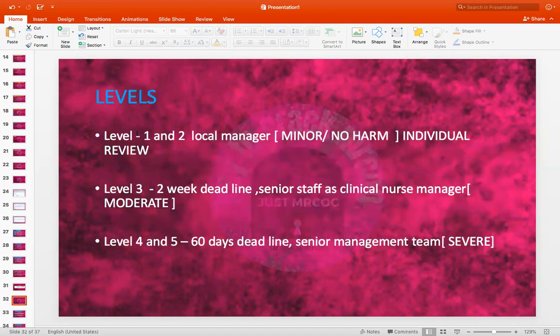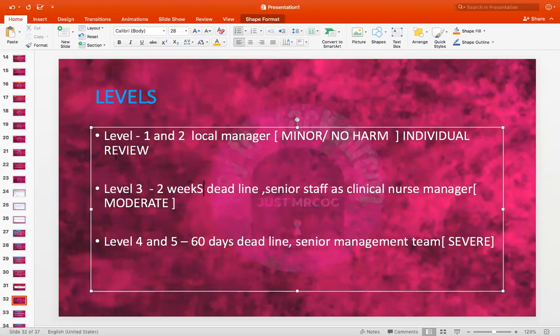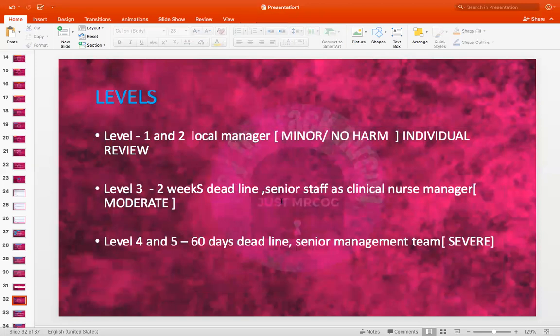Everyone mute yourself. Then level 1 and 2 are normally managed by the local manager or the individual person. This is minor, no harm, individual review. Level 3, which is moderate, has a 2-week deadline. In 2 weeks, they have to complete their report. Normally any senior staff, clinical nurse, sometimes a medical director can also do that. Okay. So this is moderate.